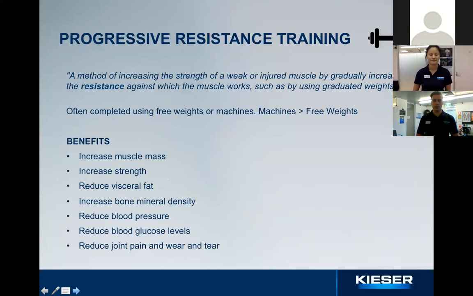So we're going to start with going into progressive resistance training. For those of you that like a definition, it is a method of increasing the strength of a weak or injured muscle by gradually increasing the resistance against which the force works, such as by using graduated weights. Now, that's quite a mouthful. I think the most important thing to take away from that sentence is the word graduated weights.